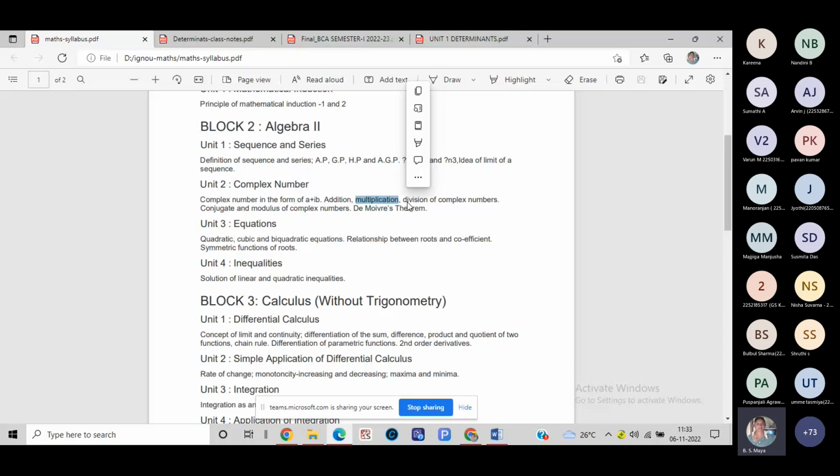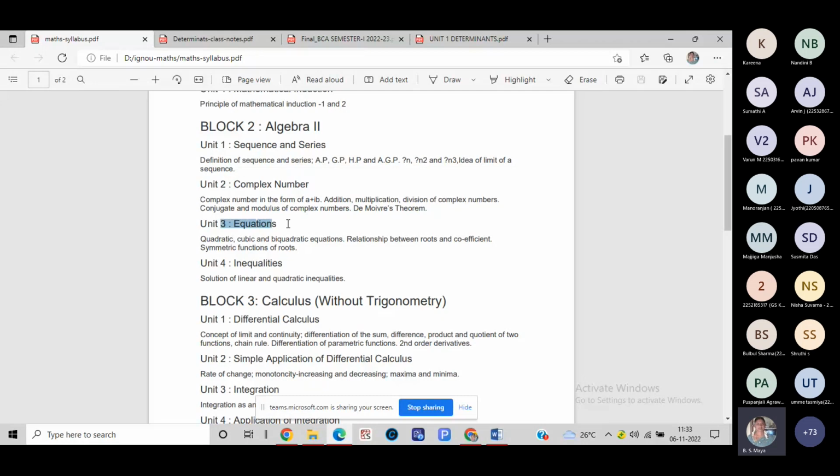You can do division of complex numbers, and you have the conjugate and modulus of a complex number. So these are all the operations I can do with complex numbers. And the last one is De Moivre's theorem. We can get straight to it and prove De Moivre's theorem directly. What is the theorem? When I come to the topic, I will explain.